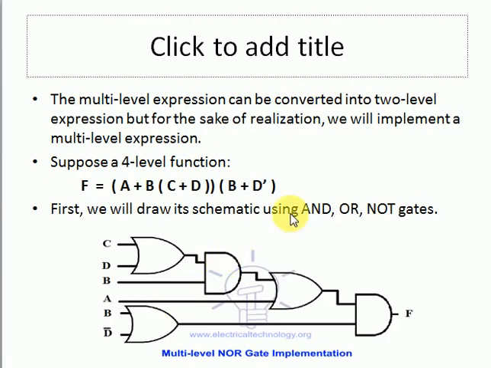So now let's suppose that we have a 4-level function in which F is equal to A plus B into (C plus D), with the whole bracket closed here, and then into (B plus D complement). First of all we will draw it by using AND, OR and NOT gates. So here you see, first of all we are having C plus D. After that we are having A plus B into (C plus D).